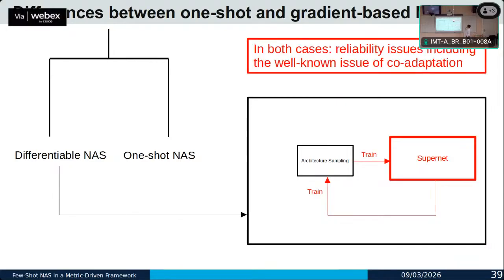In both cases, SuperNet methods tend to suffer from some reliability issues, which includes the very well-known and very well-studied issue of coadaptation. So what does coadaptation say? It is the idea that on a SuperNet, the operations that are on the same edge would not be able to converge properly when trained together, although they could converge adequately when trained in isolation in the standalone architectures. The idea would be that the gradients, for instance, would point in opposite directions, which would lead to a training that is unsatisfactory for all operations. And this is one of the main issues that the entire SuperNet sub-literature tries to tackle.